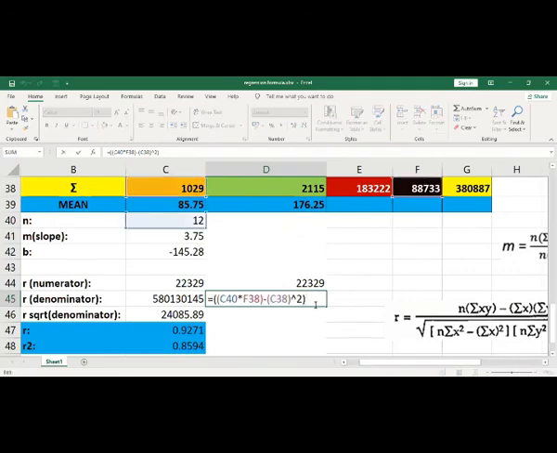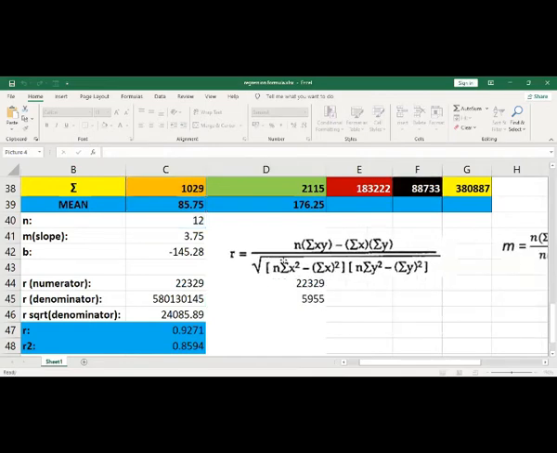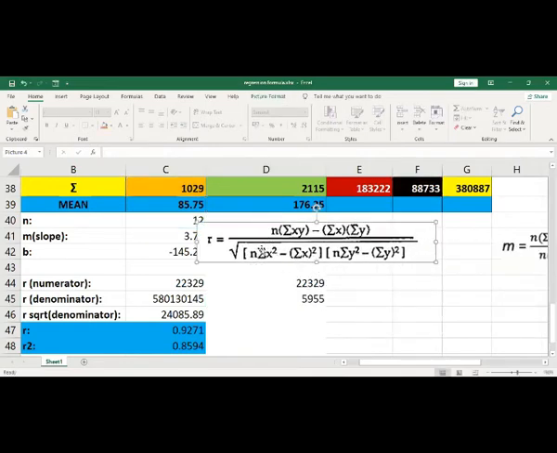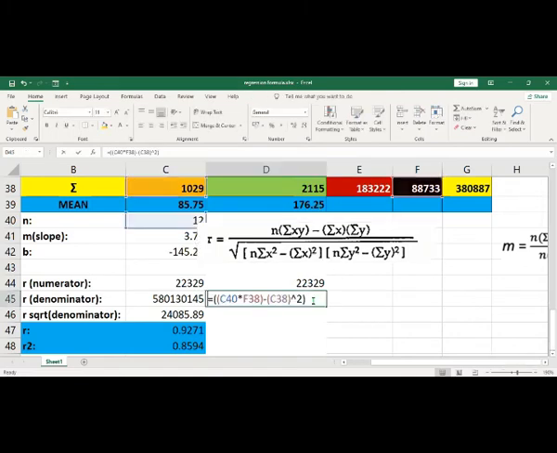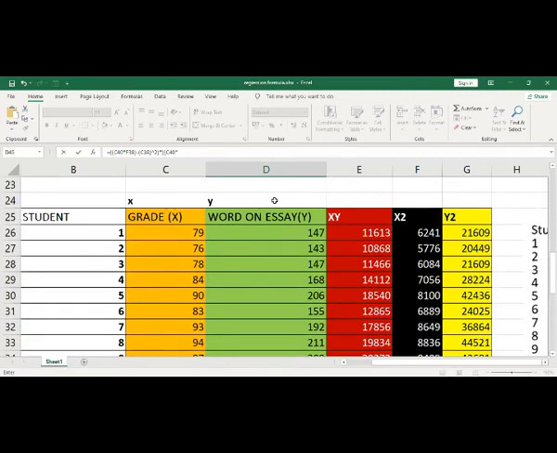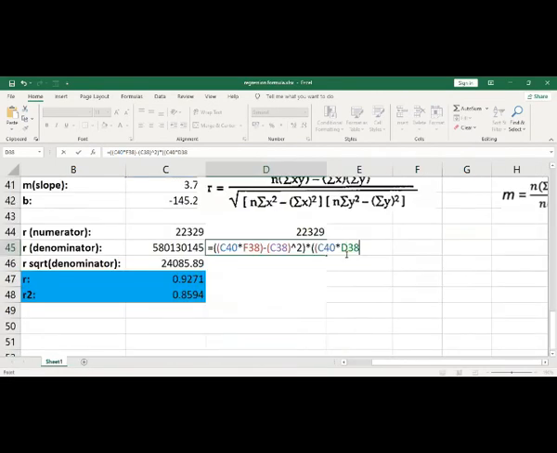Balik tayo dito. We're done sa first term. Let's go with this one. Sabi dyan, we have to multiply both terms. So, asterisk, then dalawang open bracket na naman. N natin is 12 times the summation of y squared, which is this one. Then close, minus the square, the summation of y.